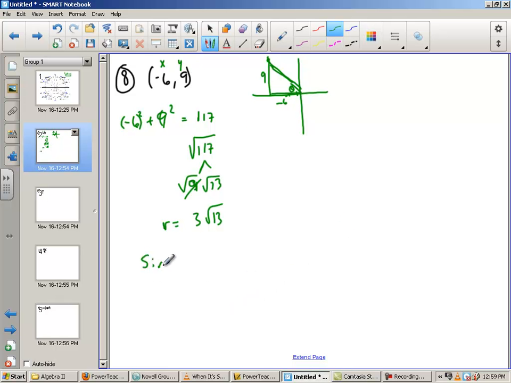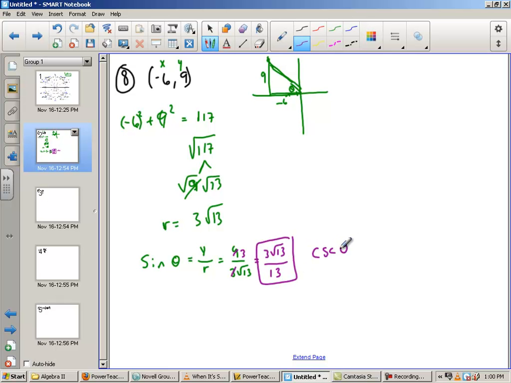Okay, so when I start building my trig functions, sine of theta is now, instead of talking about a, o, and h, I remember I'm using x, y, and r. It's going to be the y over the r. You can look in your book if you're confused by that, or look back at the notes we took in class. But that's going to be 9 over 3 root 13. Well, I notice right away that the 9 will reduce with the 3. And so I'm going to end up with 3 root 13 over 13.